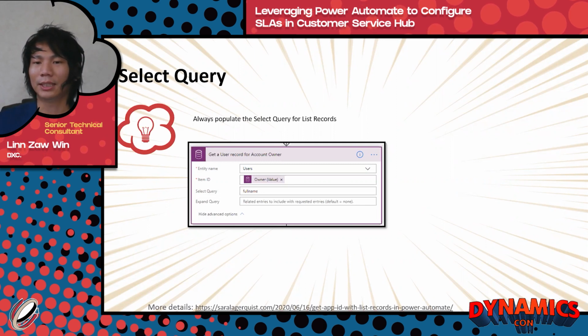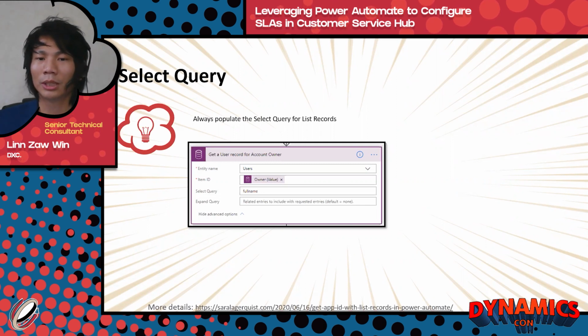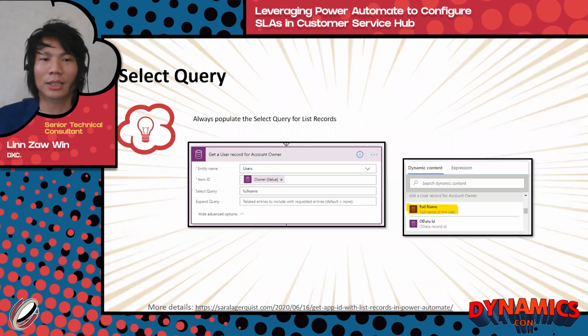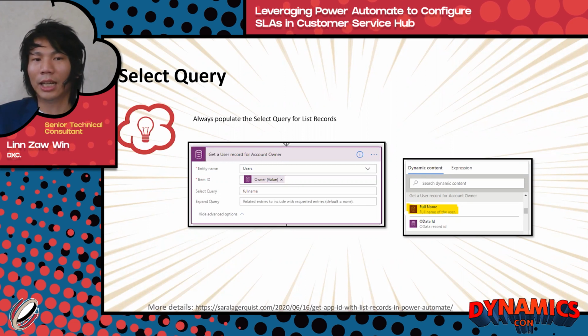Limiting the number of fields in the select query not only improves the performance of the flow, but it also shows only the relevant fields in the dynamic content pane in the steps below. So you don't have to go through an endless list of fields when you choose dynamic content. For example, here I only specify the select query on the left side, and when you choose the dynamic content in the next step below, it will only show this full name from this particular step.